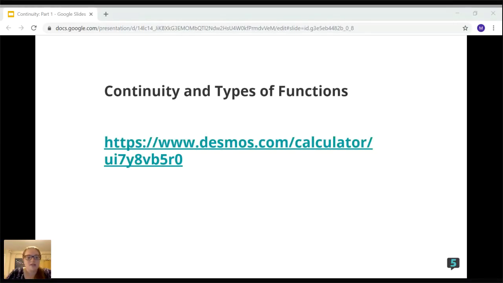So we've got different types of functions that we have learned throughout pre-calculus, and it would be a lot easier if we could figure out maybe some ways to tell if a function is continuous by looking at it or its certain characteristics. So what we're going to do now is go into Desmos. I'm going to share a different screen with you now, so hang on one second.